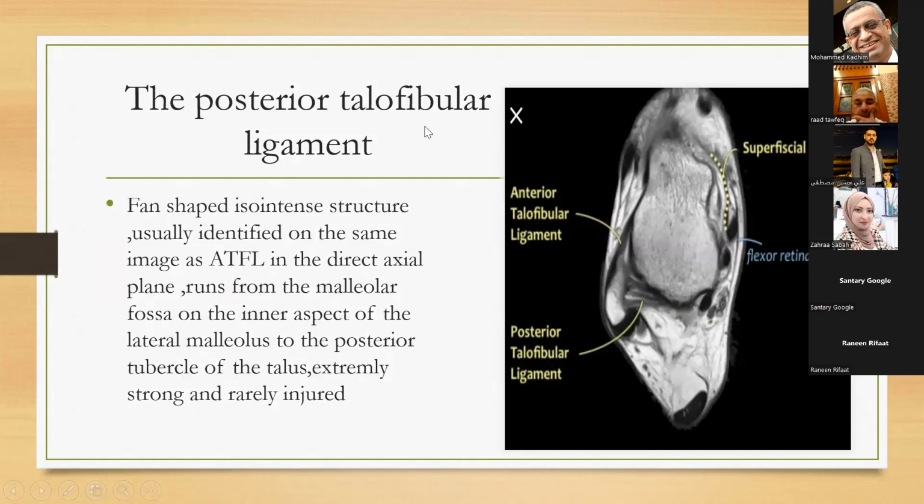The posterior talofibular ligament is a fan-shaped iso-intense structure that's usually identified on the same image as the anterior talofibular ligament in the direct axial plane, and it runs from the malleolar fossa on the inner aspect of the lateral malleolus to the posterior tubercle of the talus, and is extremely strong and rarely injured. This is the posterior talofibular ligament, and it appears as iso-intense structure. And here's the anterior talofibular ligament, as we mentioned.